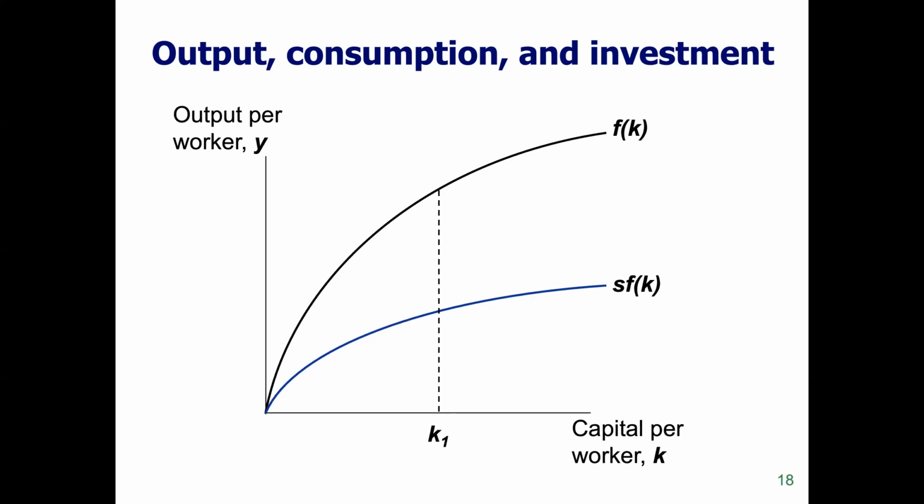Now, imagine you have a particular starting level of capital, K1. Now you can see the level of output per worker. Sorry, yeah, you've got the initial level of capital per worker. Then you can see the initial level of output per worker and the initial level of investment per worker. And consumption per worker, you can see in that gap between output per worker and investment per worker. So consumption is what's left over of output after you invest some of it.